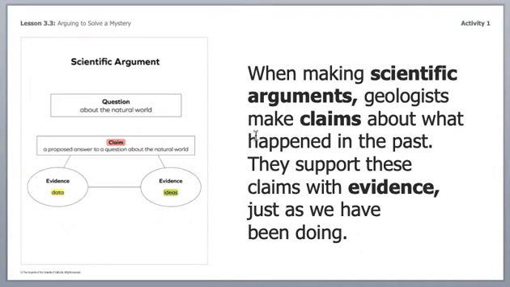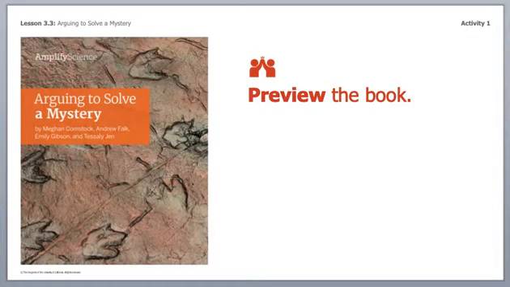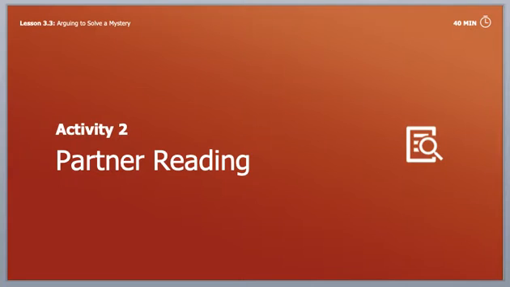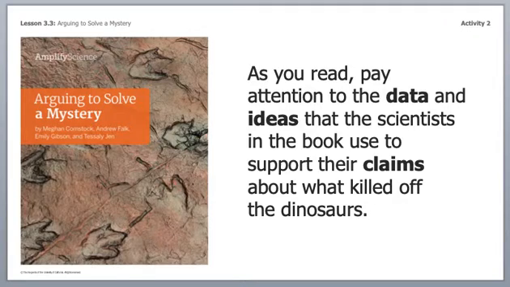If you see in this chart here, a scientific argument always surrounds a question about the natural world. Then we want to make a claim, which is a proposed answer to a question. Then you want to prove your claim is correct by citing evidence. Usually, the person with the best evidence wins. I am going to preview the book with you in a short minute, and we are going to be doing some partner reading together.